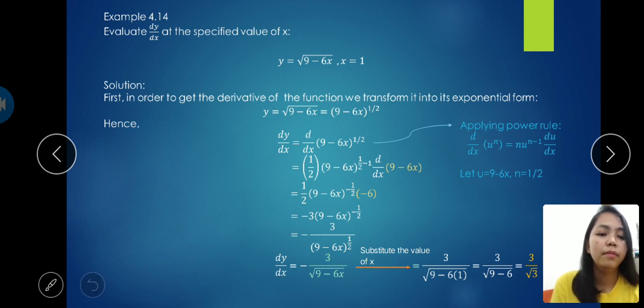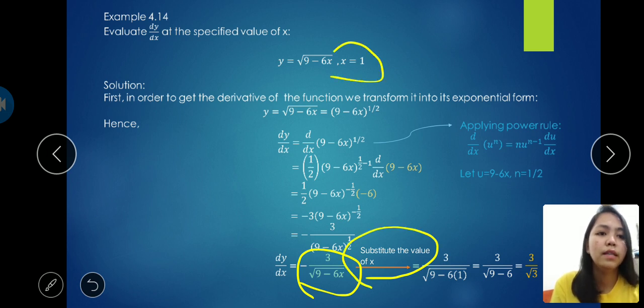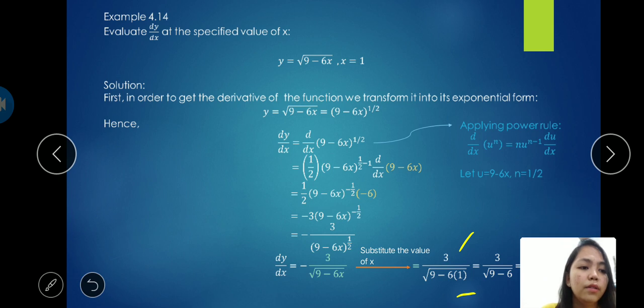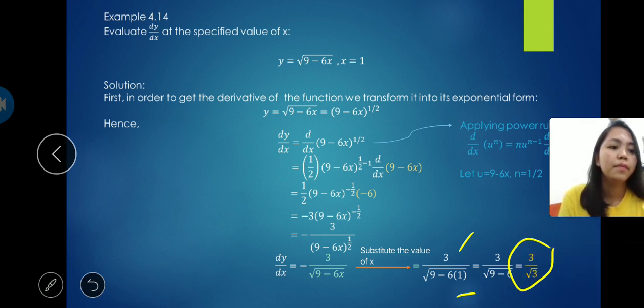After mong masimplify siya, you can substitute the value of x. Ano ba yung given value of x? Positive 1. So, we have 3 over the square root of 9 minus 6 times 1. Pag sinimplify siya, ito na yung lalabasan. So, no need nang i-rationalize. Pwede na tong sagot na to, or even decimal point, sa calculator. Pwede naman.